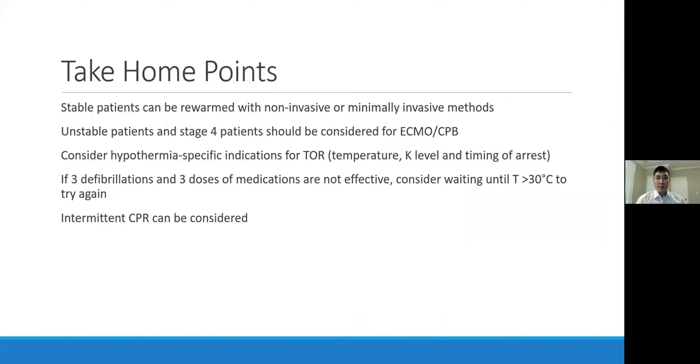Okay, and to finish up with take-home points. The main take-home points are that stable hypothermic patients can be rewarmed with non-invasive or minimally invasive methods. If the patient is unstable or their temperature is less than 24 degrees, then they should be considered for ECMO or cardiopulmonary bypass. Hypothermia-specific indications for termination of resuscitation should be considered. And this includes things like temperature above 32 degrees, a potassium level greater than 12, and the timing of the arrest compared to the cooling.